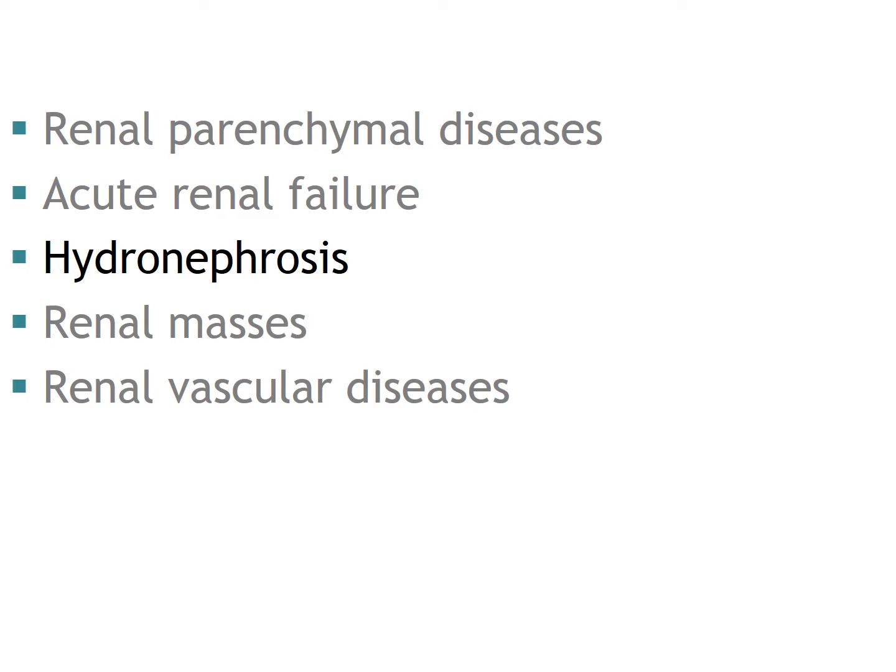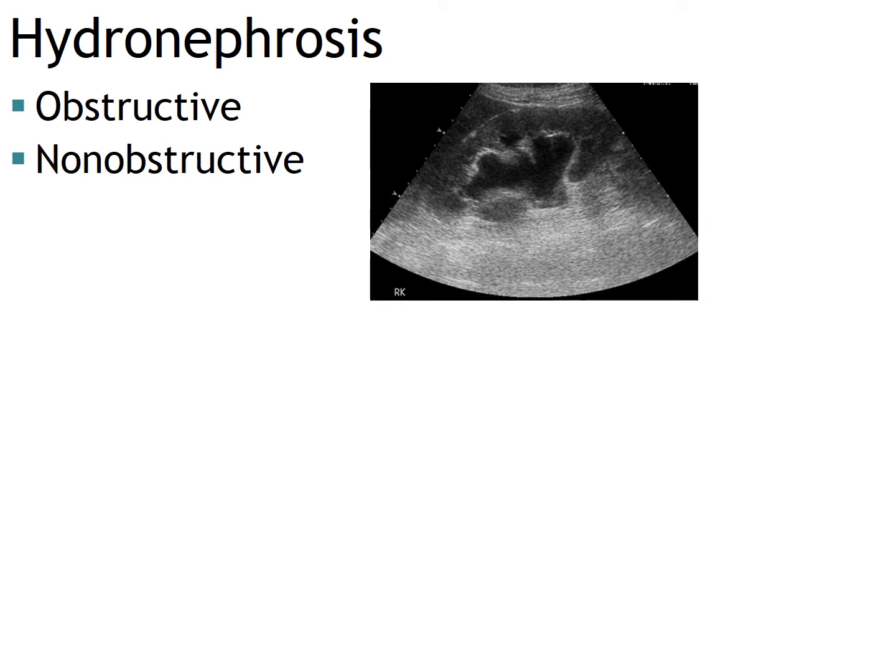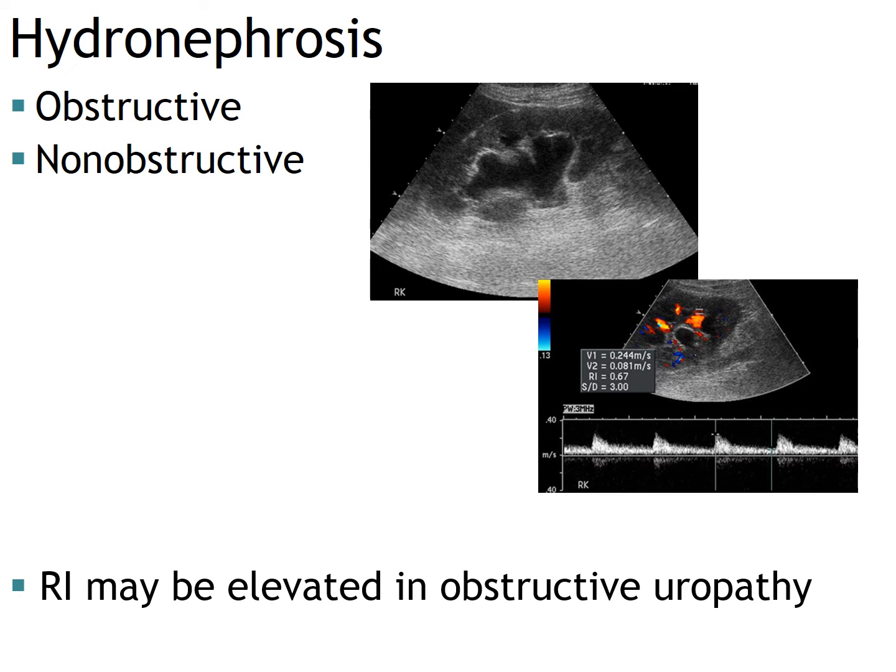Now let's move on to hydronephrosis. There are two types of hydronephrosis, namely obstructive hydronephrosis and non-obstructive hydronephrosis, such as vesicoureteral reflux. Differentiation between obstructive and non-obstructive hydronephrosis is important. Many articles reported that resistive index is elevated in obstructive hydronephrosis but not in non-obstructive hydronephrosis, so differentiation may be possible with Doppler, but there were controversies regarding this issue.